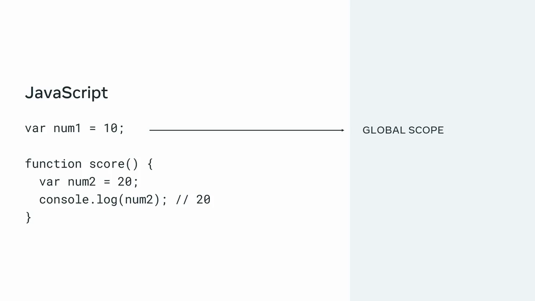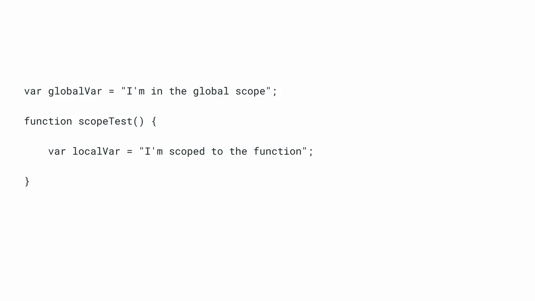For example, the code that exists outside of a function is referred to as global scope, and all the code inside of a function is known as local scope or function scope. If a variable is defined within a function, then you can say it's scoped to that function. This is also known as local scope. For example, I could define a variable named local var and place it within a function. I could then say that this variable is scoped to the function in which it was created.